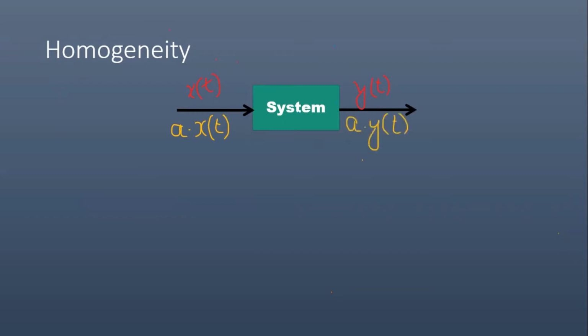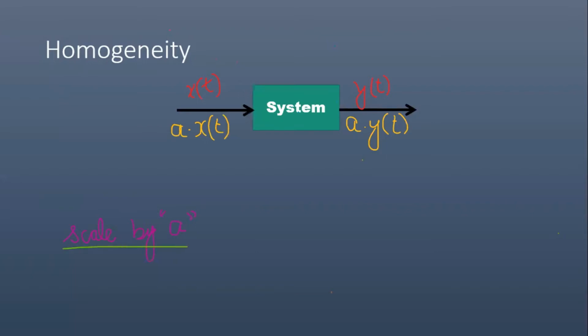Homogeneity. Let us consider a system that is represented here in the form of a block. When you subject it to an input x of t, it produces an output y of t. Homogeneity states that if you scale the input by a factor a, which is any random value, then the output would also be scaled by the same factor. For example, if you double the input, the output would be doubled. Simply, if you scale your input, your output will also be scaled.